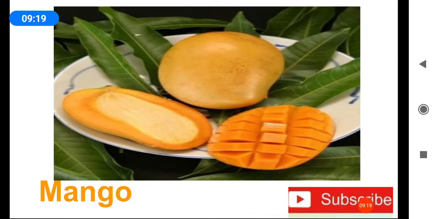In mango, the outer skin and the middle bulby part are edible and very sweet. Do you all like mangoes? Yes. The innermost part has a single seed. So a mango contains an outer skin, a middle pulpy part, and an inner hard shell, that is the seed.